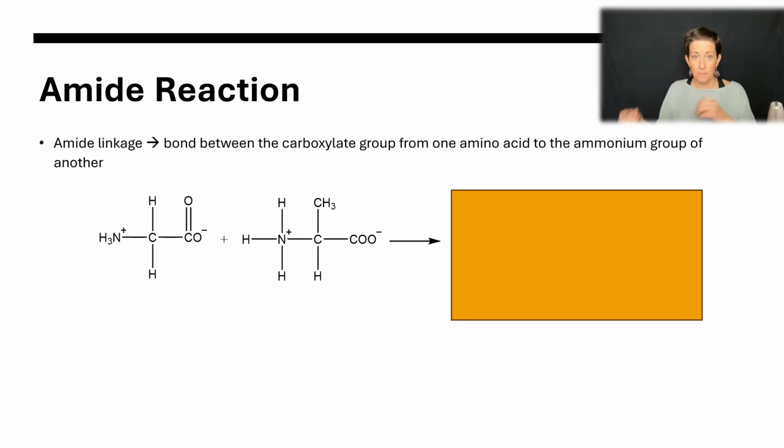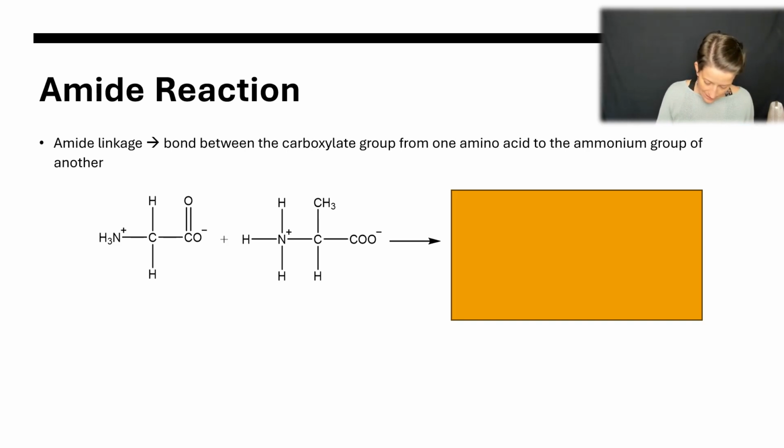Organically speaking, we're making an amide. Biologically speaking, we call that a peptide bond because we are building a peptide. So again, language and who our audience is. Organic chemists, we would call it an amide. Biochemists or biologists, we would call it a peptide or a peptide bond.